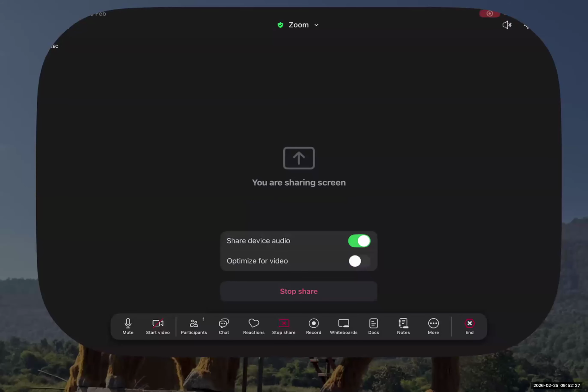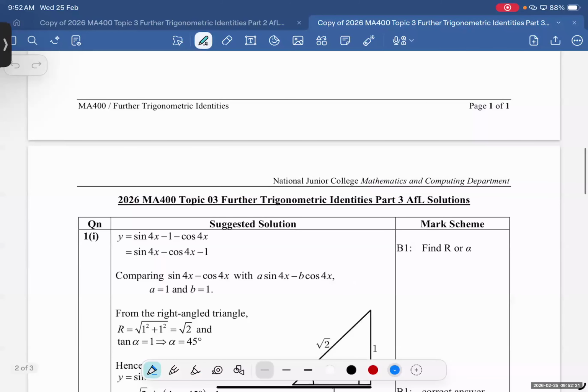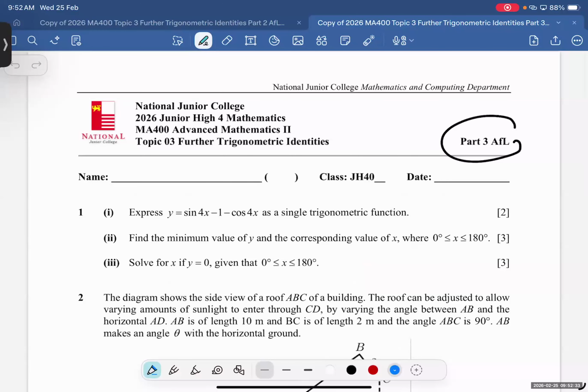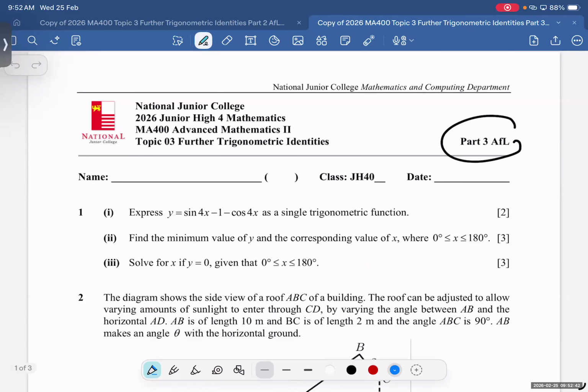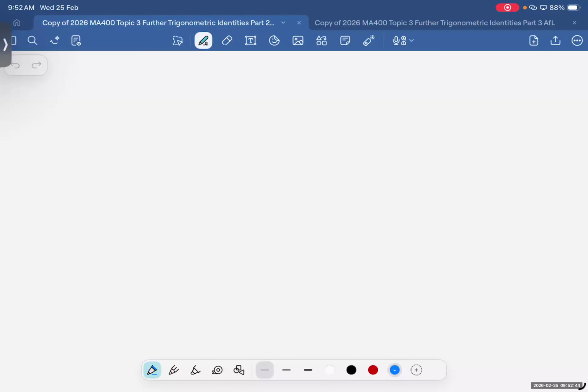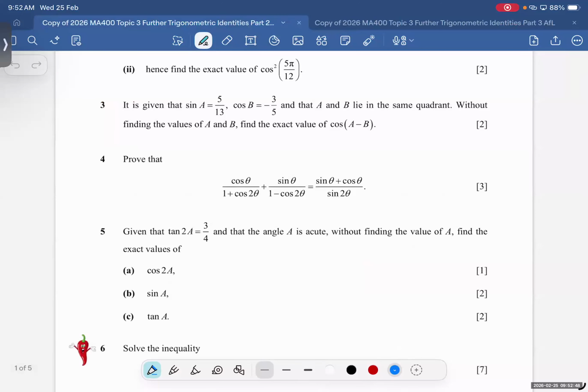Yeah, so part three of our formula is quite easy. Okay, can I just check who has not given me part 2 AFL yet? Can you finish your part 2 AFL first then? Finish part 2 first before part 3. No rush, take your time. We are not in a rush today.